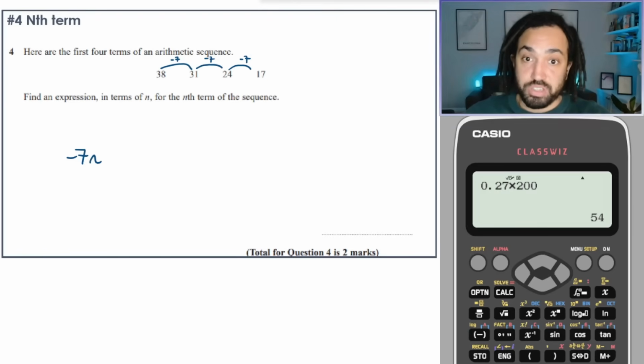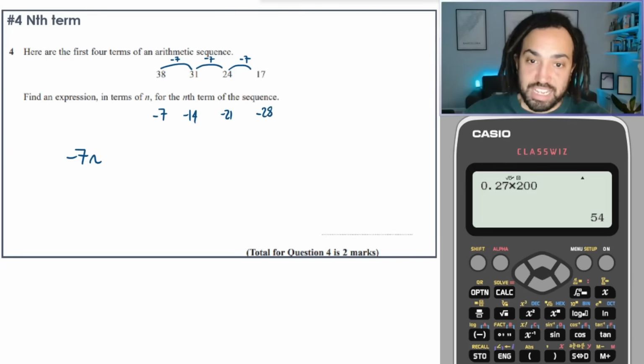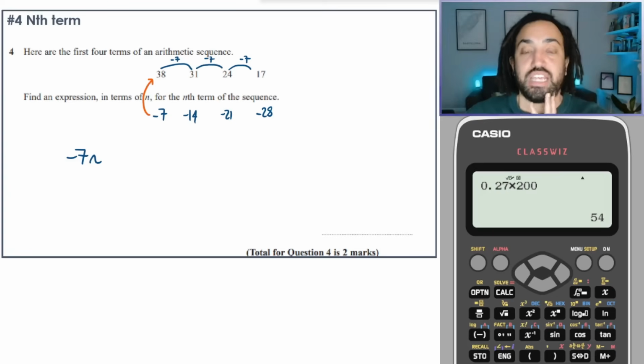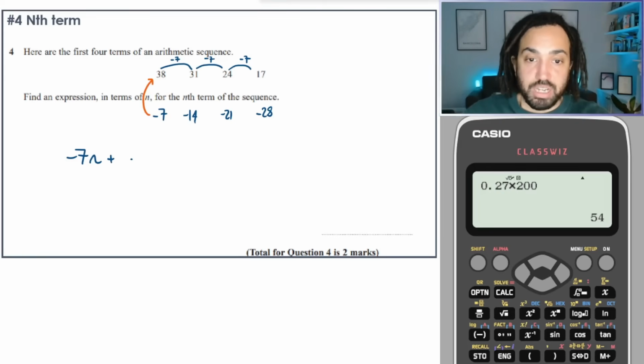But it's been shifted slightly, because the minus 7 times table starts minus 7, then minus 14, then minus 21, then minus 28. So what have I had to add on to the minus 7 times table to get this starting value of 38? Well, I've had to add on 45. So my nth term is minus 7n plus 45.